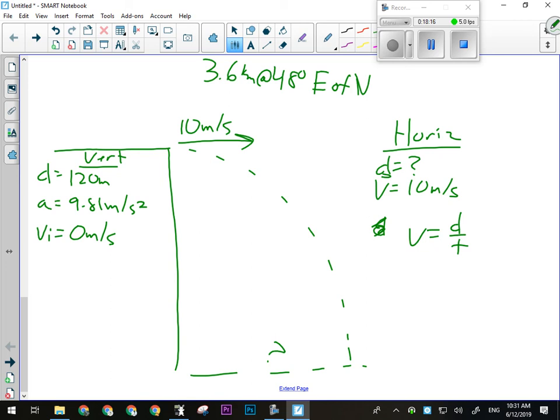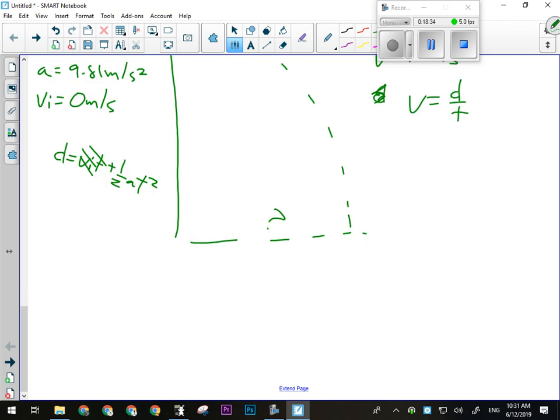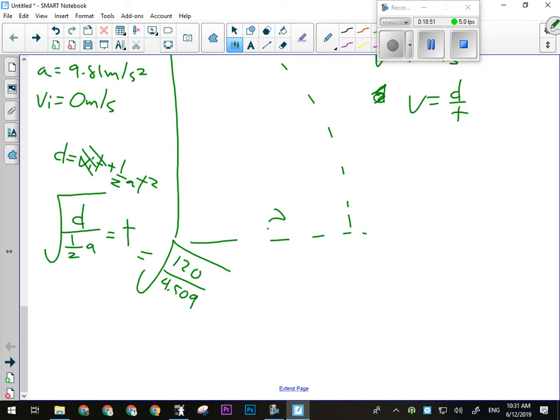Can I find time with this information? Yes, I'm going to have to use this formula. d equals vi times t plus 1/2 a t squared. Since vi is 0, okay, I can eliminate it, which eliminates one of the times, which is nice. Okay, and now I just need to solve for t. So I'm going to get t by itself by dividing both sides by half of a and square rooting it, right? All right, so that'll be 120 meters divided by 4.509. Okay, half of 9.81.